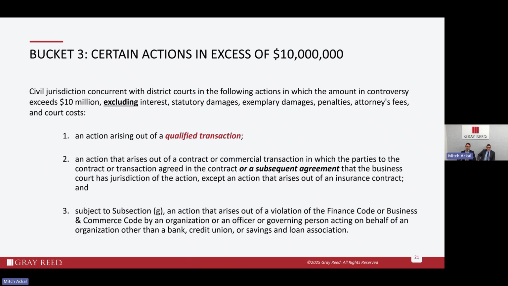So one theme that you'll see in this statute and the new law is that the legislature has really given litigators and litigants the ability to forum shop a little bit and really try to figure out where you want to be, depending on the nature of your dispute and where you're located.